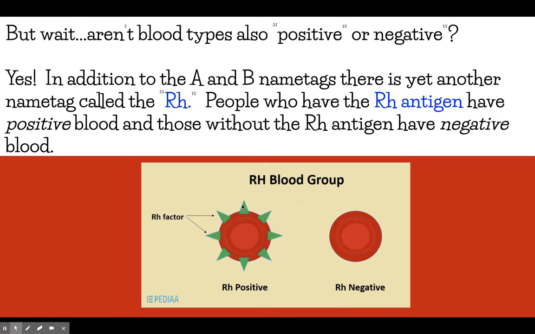Now, I think we just say positive and negative because of RH, instead of saying like A-RH or B-RH. This is just a quicker way to do it, but don't let that confuse you. Again, if you're positive, you have RH. If you're negative, you do not.